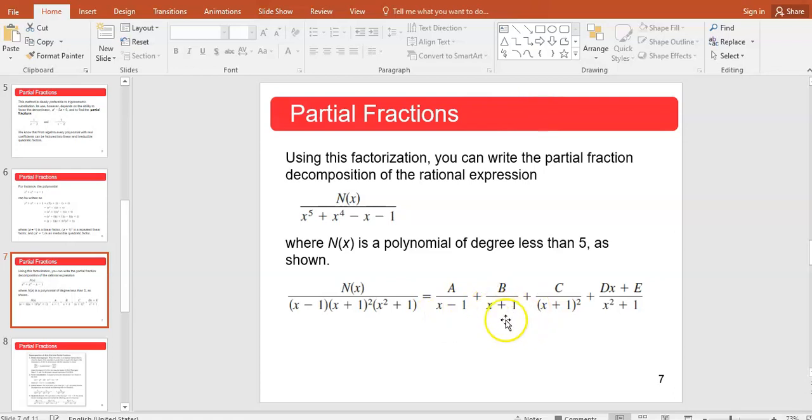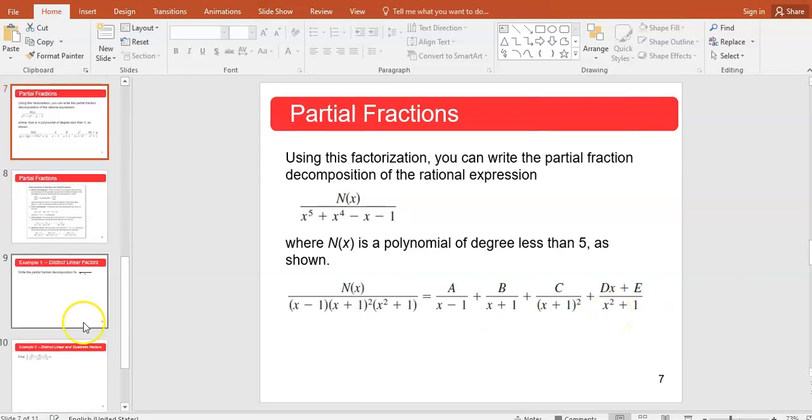For example, if you have x plus 1 squared, you're going to write it once, and then you're going to write it squared. If it repeats, you write it once. Let's say the exponent was 3. You would do x plus 1, x plus 1 squared, and then x plus 1 to the third power. Okay, so let's get started with the examples.